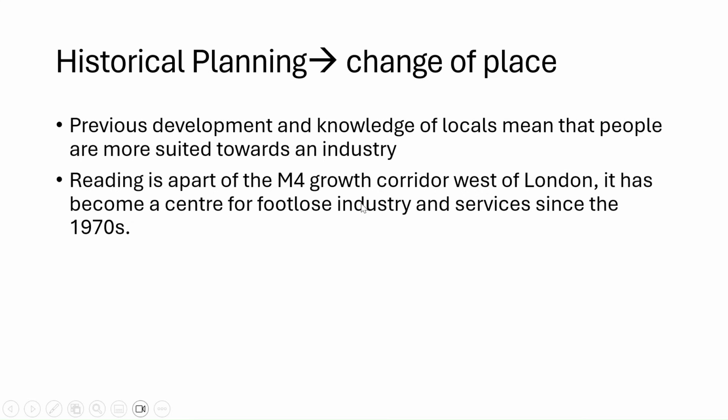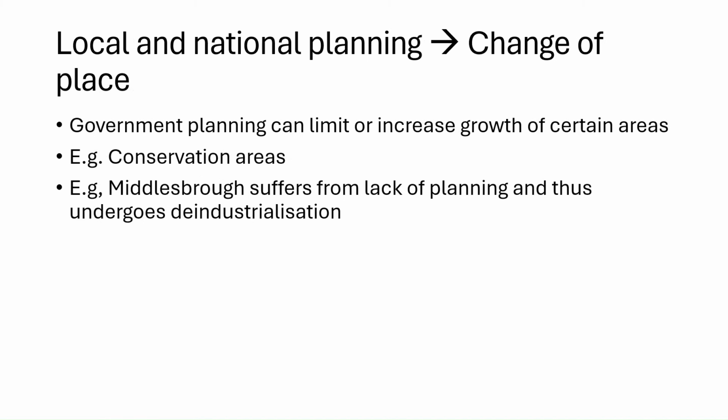And again, Reading is another example. It's part of the M4 growth corridor west of London, and historically it's been a centre of footloose industries and services since the 1970s. So over time, an area becomes more specialized and that changes the function of a place.